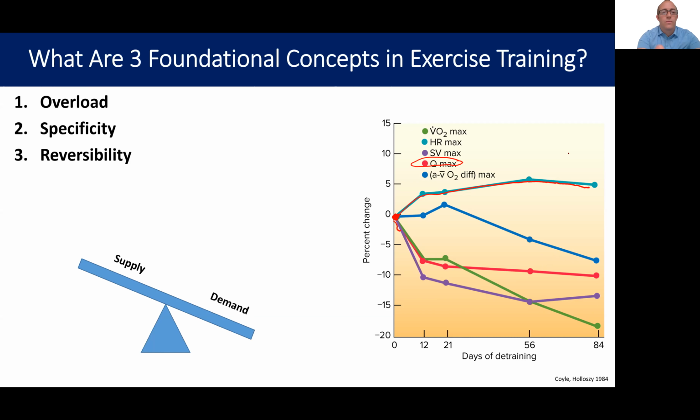So let's look just for review. Cardiac output is heart rate times stroke volume. And so we've seen that cardiac output is going down in the red over here. So the reason it's going down is because stroke volume is going down. Heart rate max tends to go up a little bit with detraining, not a whole lot. So why is stroke volume going down?